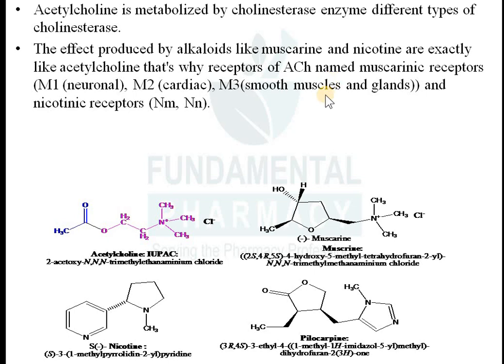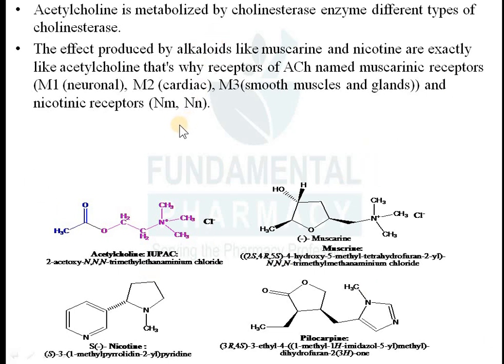Okay, so you have two kinds of receptor for acetylcholine. The muscarinic receptor is denoted by capital M, and the nicotinic receptor is denoted by capital N. In case of muscarinic receptor, you have different kinds, M1, M2, M3, right? In case of nicotinic receptor, you have N1, N2, or you can call it NM or NN. So NM is present in the neuromuscular junction and NN is present in the ganglia.